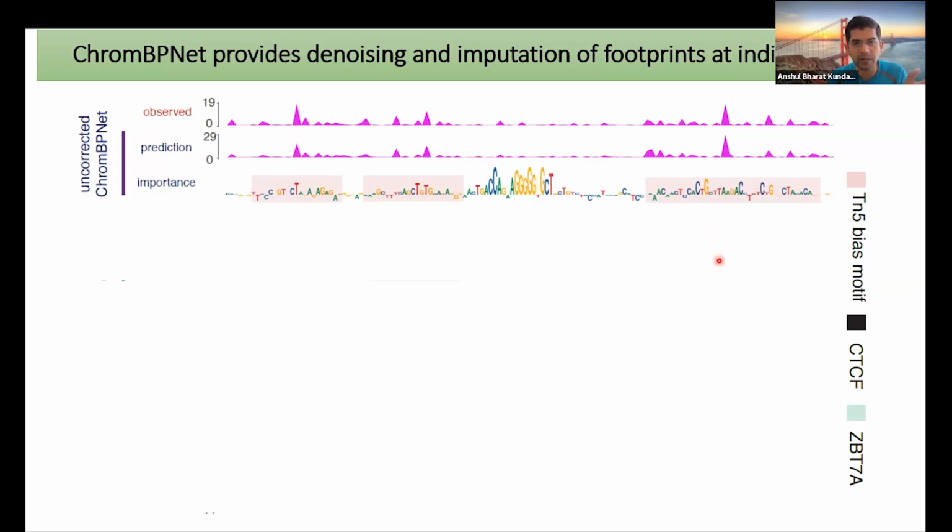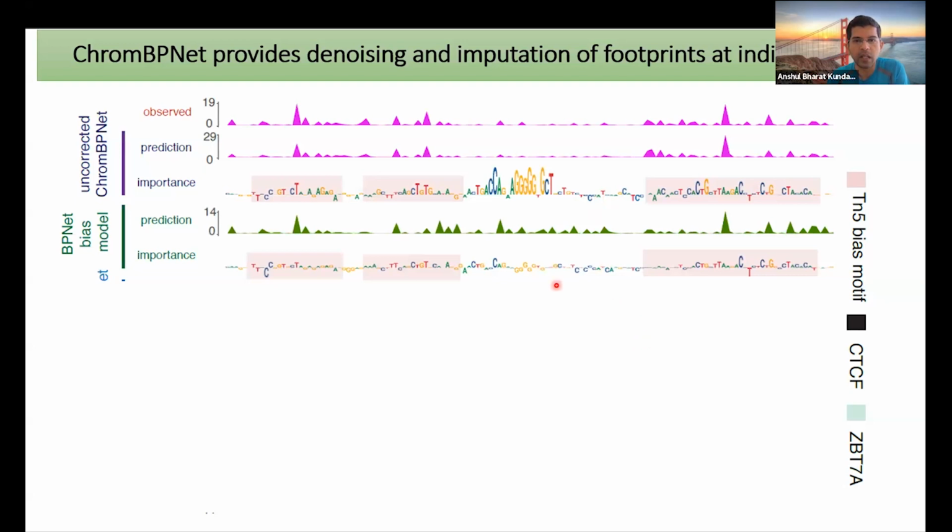Now, remember, we have this bias model that we have pre-trained on the background. So we can take that bias model and predict what the bias might be in this peak region, right? And when we do that, this is what it looks like. It's kind of shocking because you see that the predicted bias profile is very, very similar to the actual observed profile, except in this zone where the transcription factor binds.